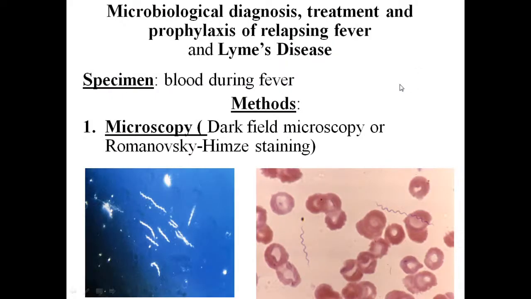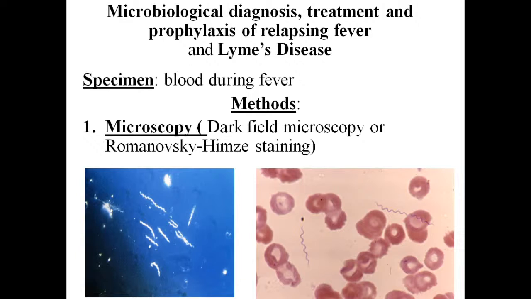What about diagnosis, treatment, and prophylaxis of relapsing fever and Lyme disease? The only specimen that may be collected here is blood during fever. Why can't we collect blood after fever? Because bacteria are absent in the bloodstream. You remember they are deposited in liver and change their antigen structure. So blood before or during fever. Before fever, the patient doesn't know about his disease.